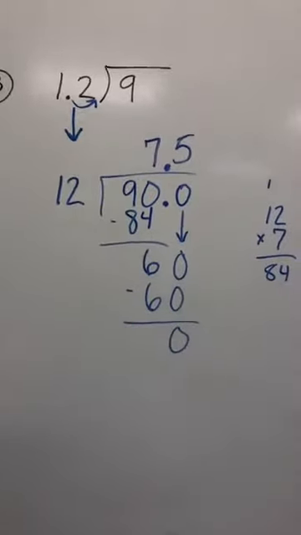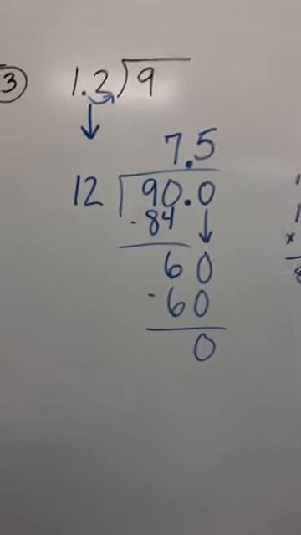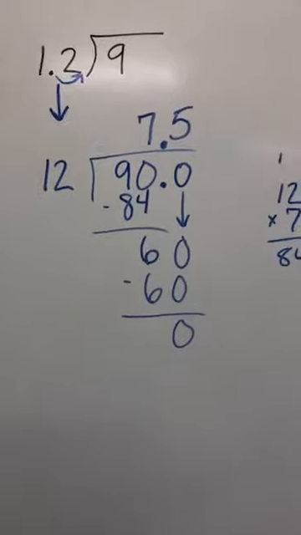That is basically how you divide and rewrite your remainder as a decimal.